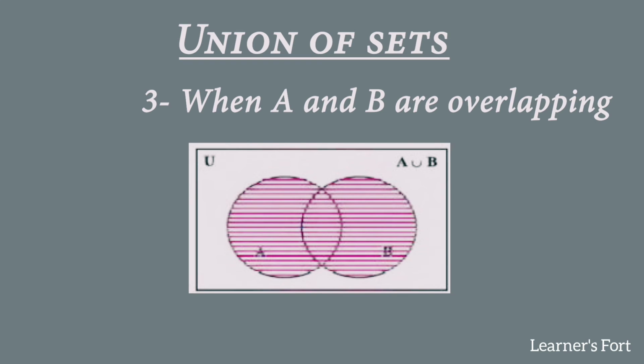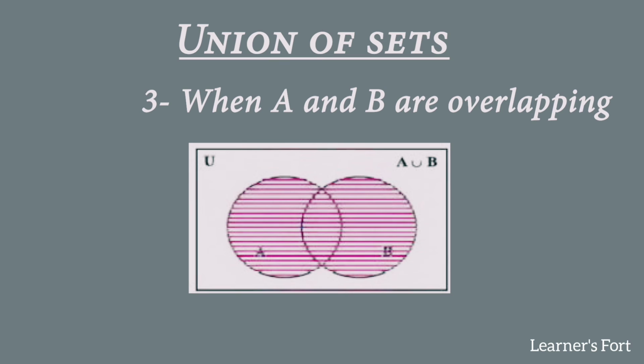Now we have shaded the set A and B together. We are not shading the universal set, to show that the operation being performed is A union B. As I told you earlier, we're only going to shade the areas of the Venn diagram where the actual operation is happening.